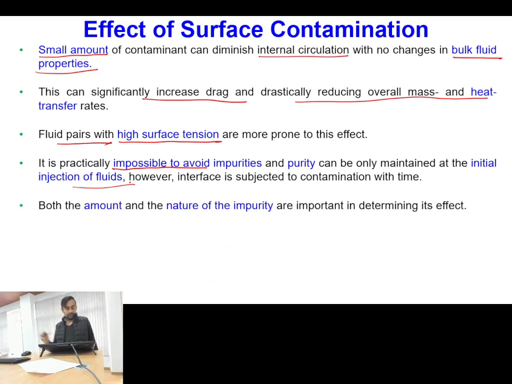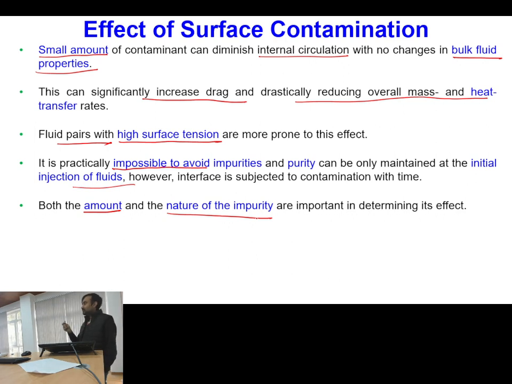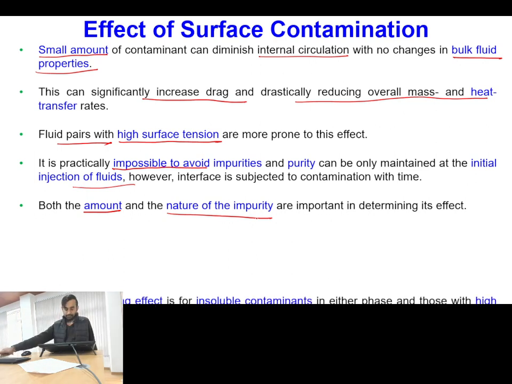Now it is also important, when surface contaminant is affecting the system, to know how much is the amount of the contaminant and what is the nature of the impurity, because there can be certain contaminant particles present in the system which are not altering the surface tension. The particles which are not altering the surface tension have sizes very small in comparison to the size of the sphere under consideration. So these particles will not influence the system. The system will be influenced by only those particles which have an effect on the surface tension of the fluid.